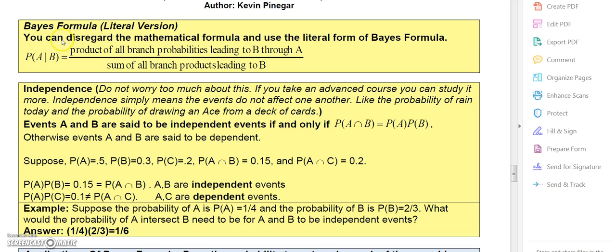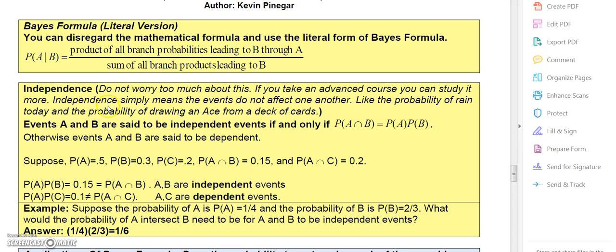So again, I like to stick with the literal version of Bayes' formula, and you can disregard the mathematical form and just use the literal form. So the probability of A given B is the product of all branch probabilities leading to B through A, or if you prefer, you can just say from A to B. And then the sum of all branch products leading to B would be on the bottom.